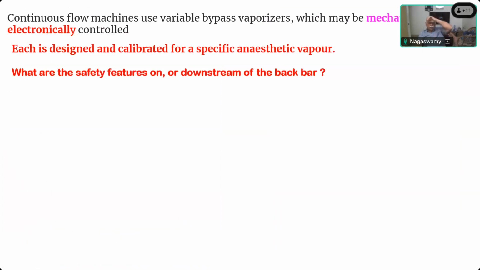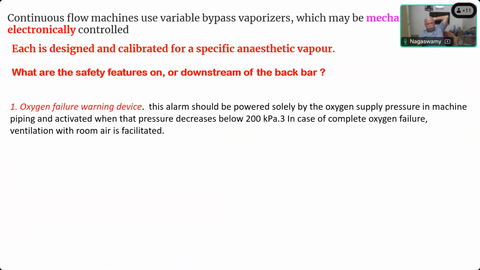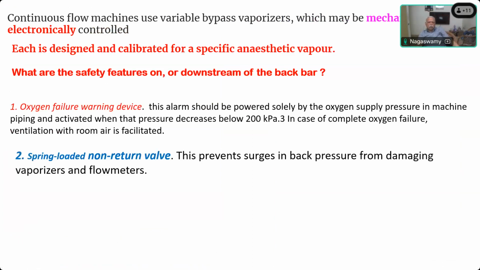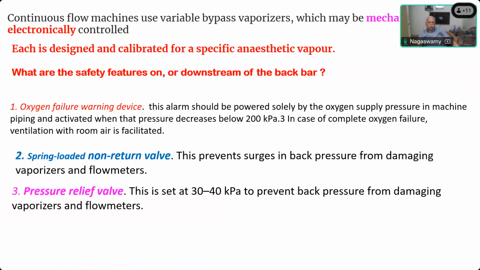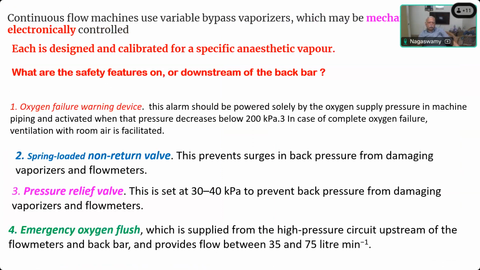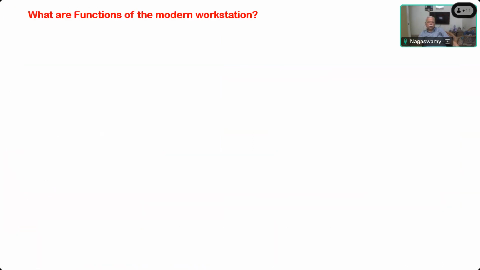Every anesthesia machine, whether it is an old anesthesia machine or the modern workstation, all of them have a back bar. The back bars are usually fitted with the oxygen failure warning device, spring-loaded non-return valve, pressure relief valves, and emergency oxygen flush. All these things may be situated on the back bar. Also, the vaporizers are fitted onto the back bar.